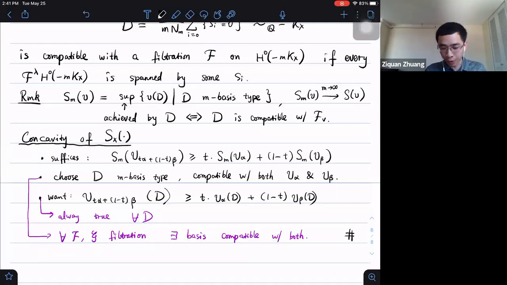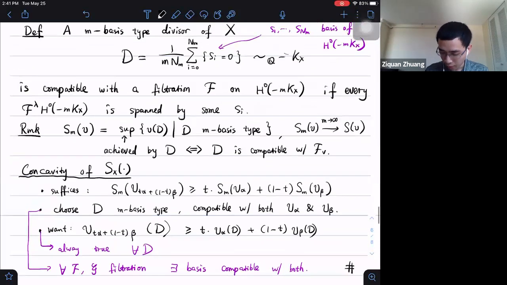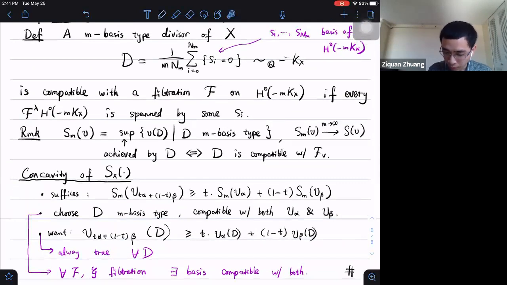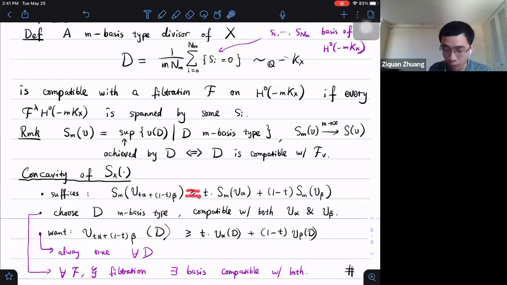And now this is just the concavity. But if you have linearity of the Asym variant, then essentially you want equality here. So that would tell you that this is also equal. So in some sense, for this intermediate valuation, the corresponding filtration is roughly determined by the filtrations from alpha and from beta.